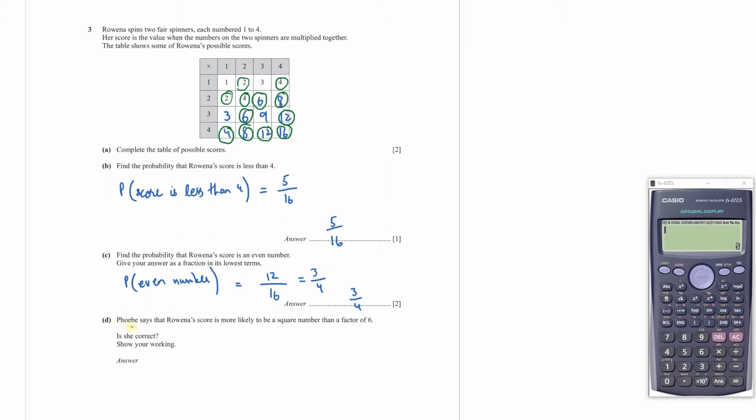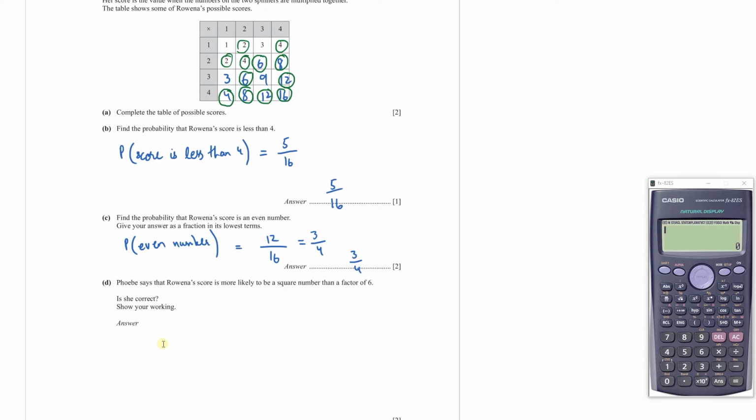Part D is Phoebe says that Rowena's score is more likely to be a square number than a factor of 6. Is she correct? Show your working. So let's find the probability of getting a square number as your score. So probability that you get a square number will be equal to, again, denominator is 16 because all possible outcomes are 16.